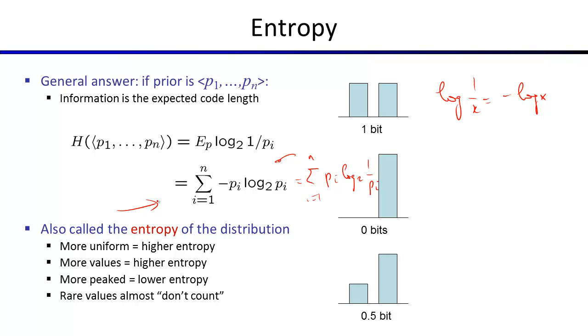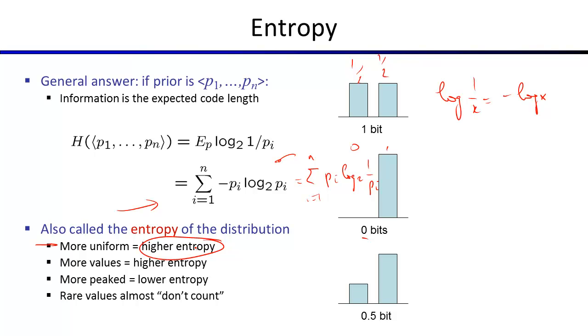Okay, the 1/2, 1/2 distribution has an entropy of 1. The 0, 1 distribution has an entropy of 0. You need no bits. And then this one is a slightly different distribution, and ends up having an entropy of 0.5 bit. So the more uniform your distribution, the higher the entropy. The more values your answer can take on, also the higher the entropy. The more peaked your distribution, the lower the entropy.